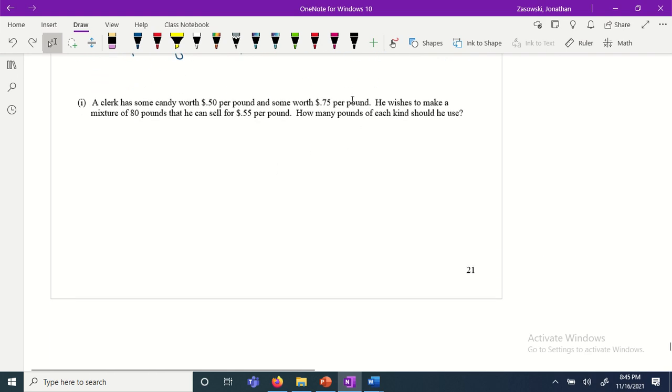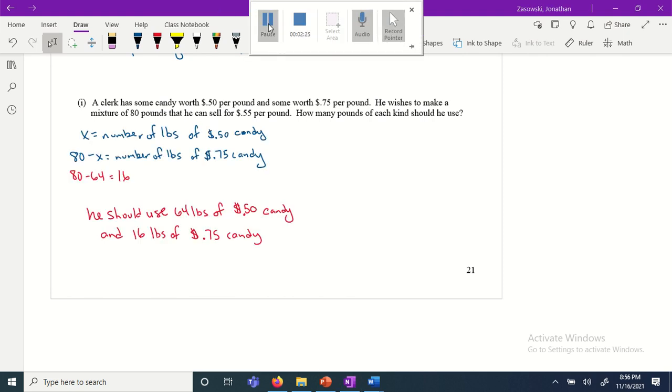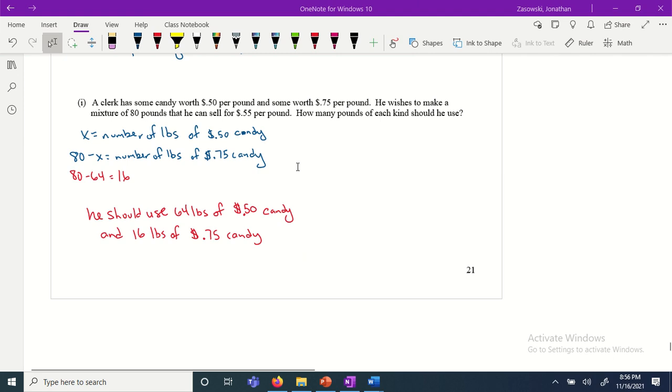Remember, this is the one with the circles with the pounds. Okay, so see if you guys can do this one. Take a look at your notes if you need help with it. All right, so hopefully you ended up with 64 pounds of the 50-cent candy and 16 pounds of the 75-cent candy. Let's see how we did it.